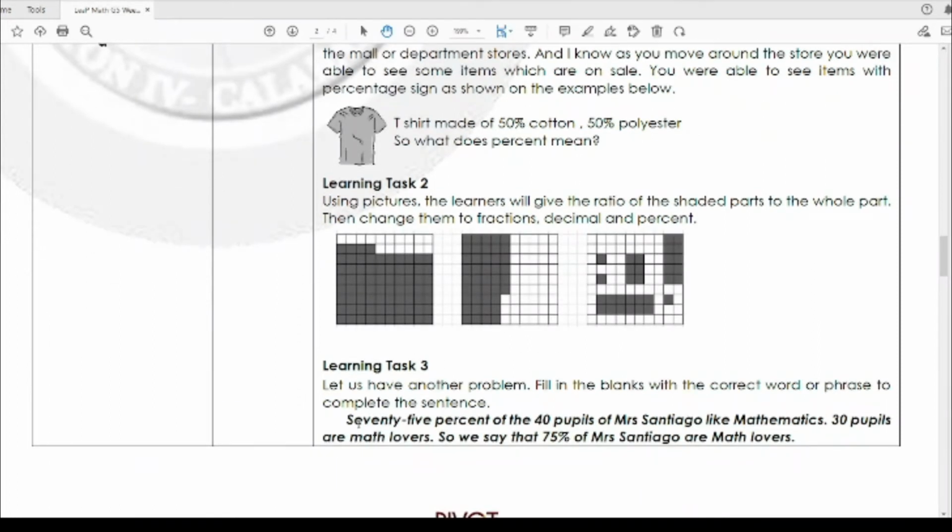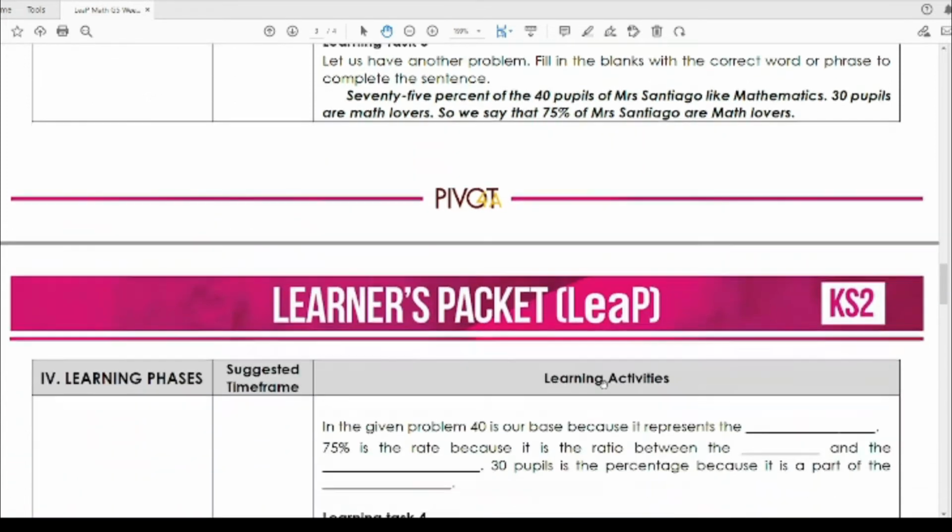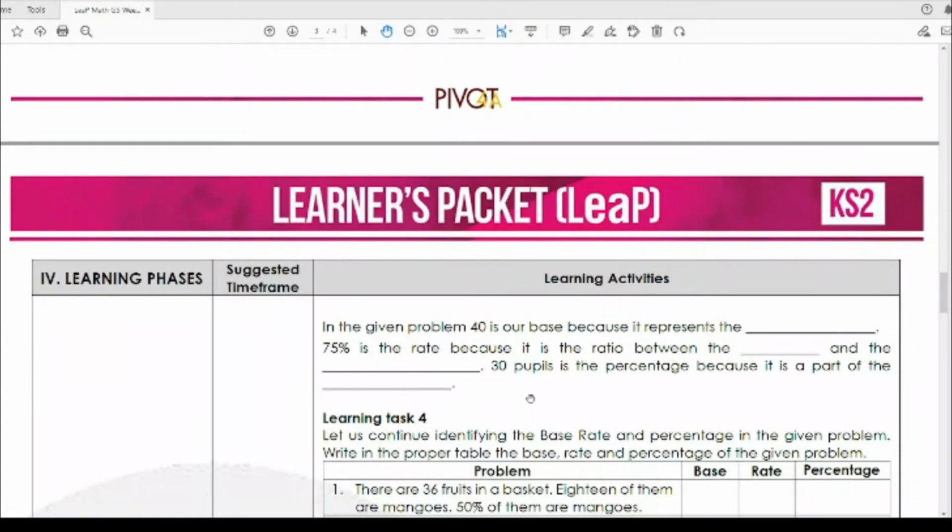Learning task 3. Let us have another problem. Fill in the blanks with the correct word or phrase to complete the sentence. I will read it. 75% of the 40 pupils of Mrs. Santiago like mathematics. 30 pupils are math lovers. So we say that 75% of Mrs. Santiago's pupils are math lovers. So you will now write the needed answer in this space. I will read it to you.